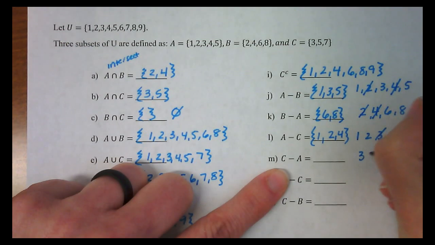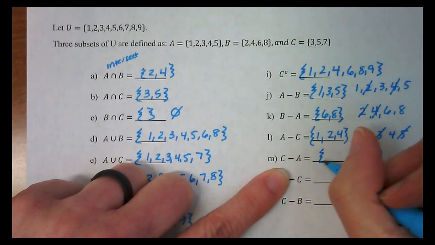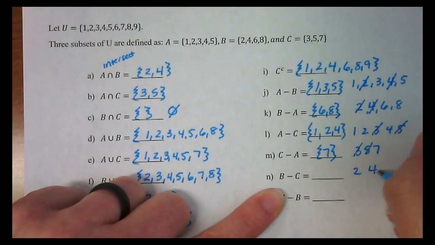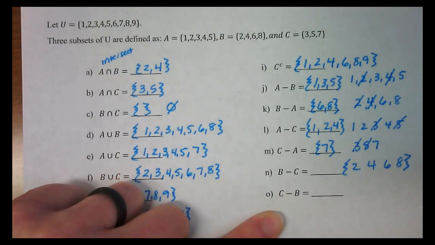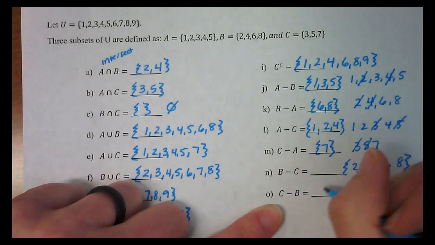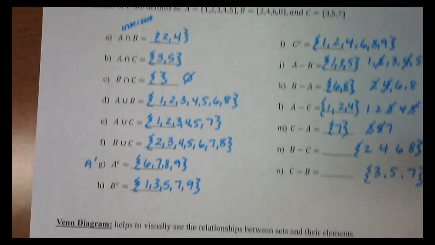C minus A, I start with C and I cross out what's in A, so I'm only left with a 7. B minus C, 2, 4, 6, 8, there's nothing to cross out, so I'm just going to put that as my answer. C minus B, 3, 5, 7, there's nothing to cross out, so again, it's just going to be 3, 5, 7.